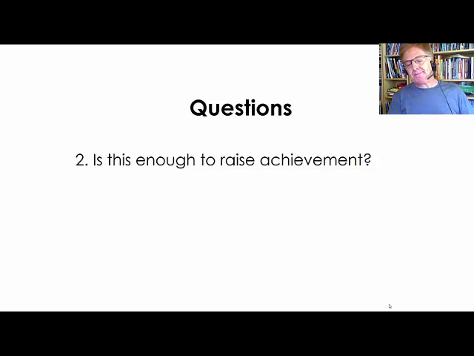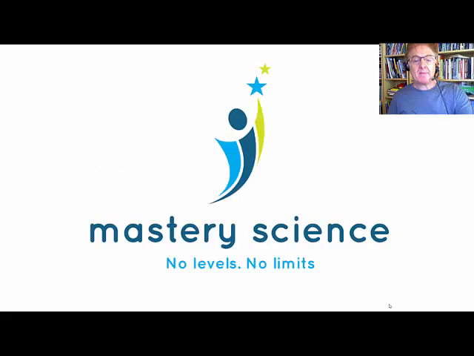And secondly, about implementing mastery for the first time, students will need lots of structure and support at the beginning because it's quite unfamiliar and because we want them to take more responsibility ultimately.